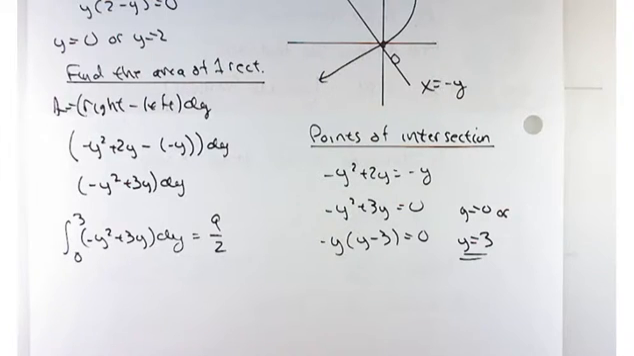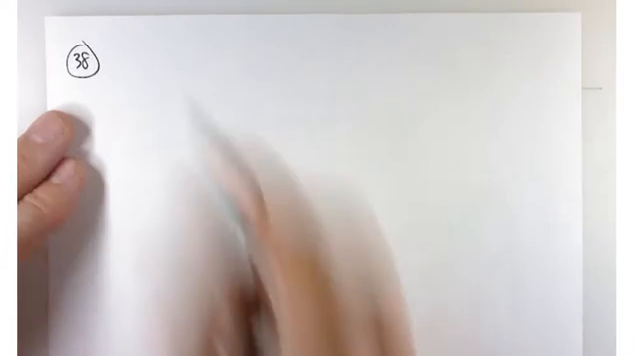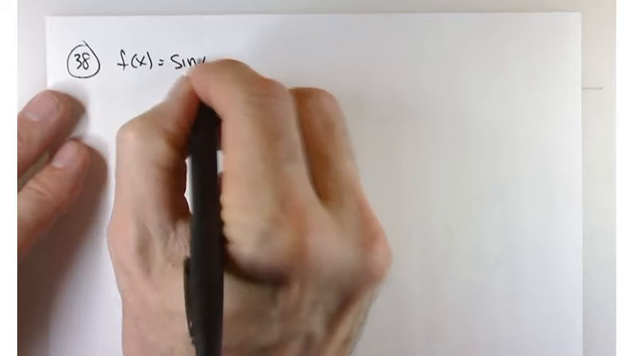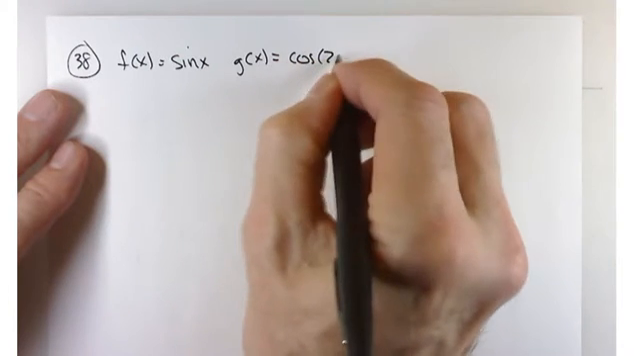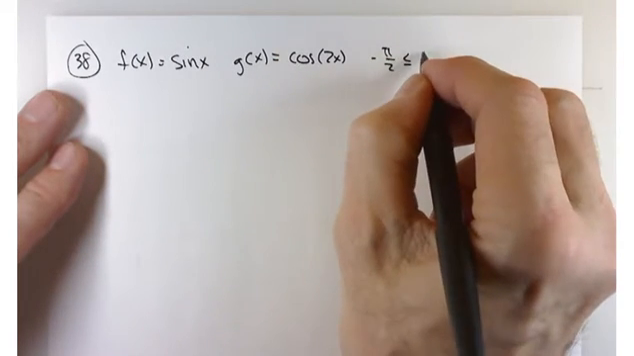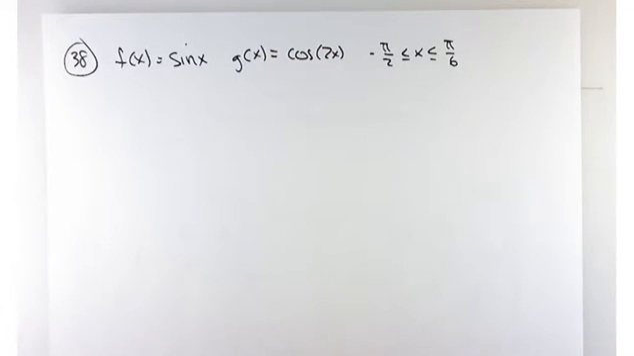Let's look at problem number 38. f of x is sine of x. g of x is cosine of 2x. And they tell you up front that you're going to look at the area between these two curves, between negative pi over 2 and pi over 6.